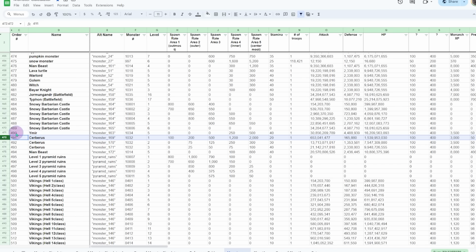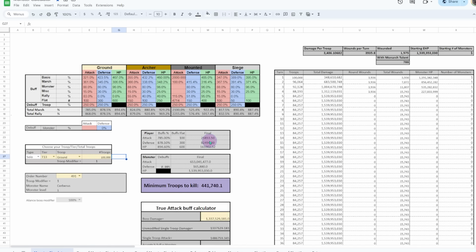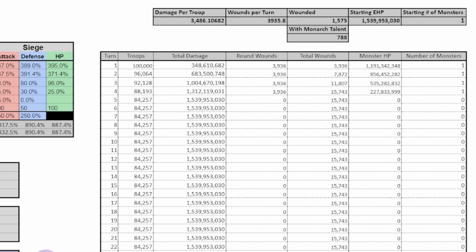And if you want to put a Ymir, you'd put 490. Ymir 5. This is going to apply all the attack, defense, and HP of that monster so that you can use the simulator correctly. Over here is going to give your overall troop stats after all the buffs are applied. This is going to give the monster stats after all the debuffs are applied. And this is going to tell you the minimum number of troops to one-hit KO a monster. Now, in my example, I put 741. That is because I don't have a tenth of a troop to send at the monster. So you're always going to put one above whatever you see here. If I put 740, I would have wounds.